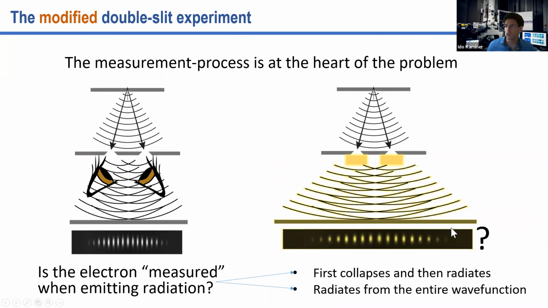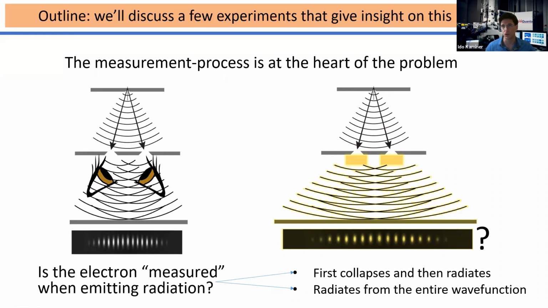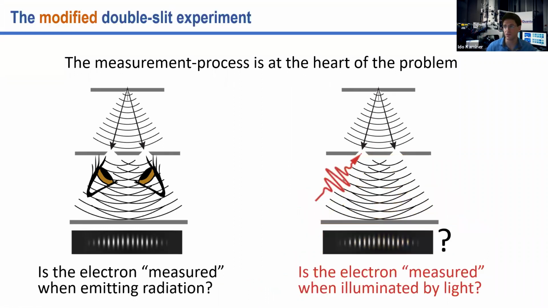We'll apply that now to the Ganacton experiment I mentioned before. We're looking into different experiments that can implement a type of measurement where the electron is interacting with light or emitting light, and that causes it to be measured. I'll discuss a few experiments that give insight on this problem.